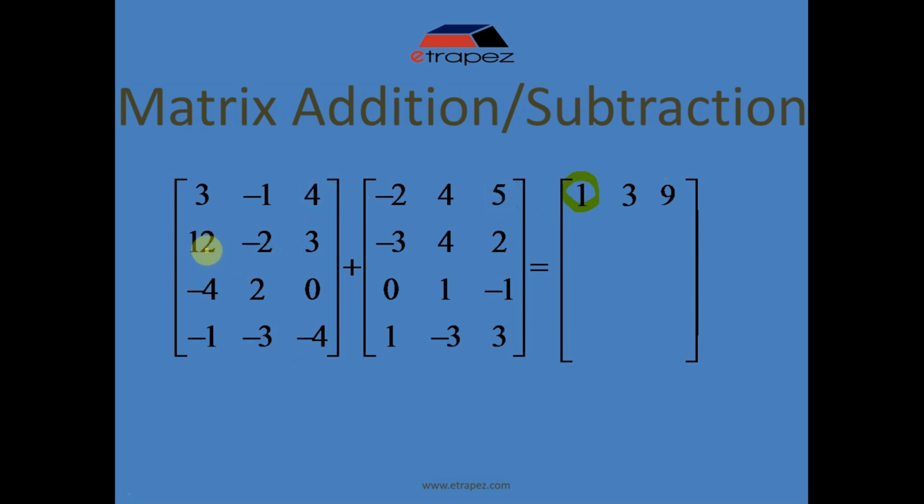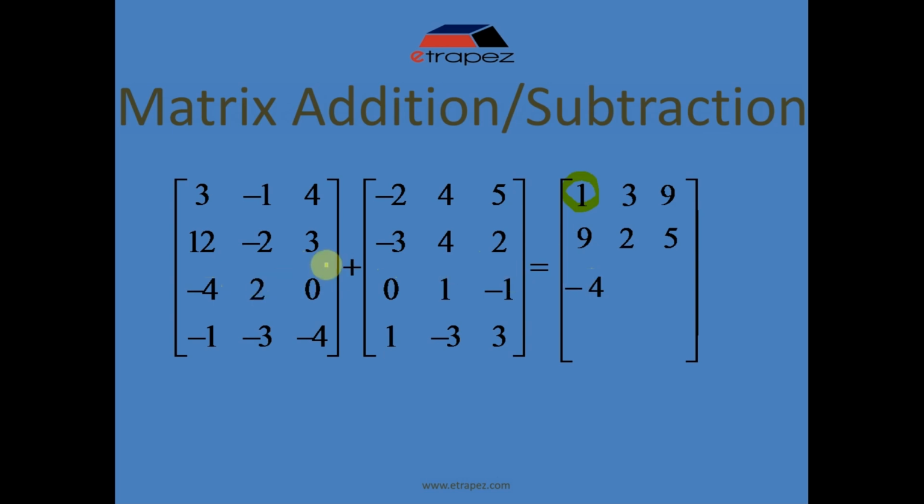Alright, so next, we're going to add all of the corresponding elements together. Okay? We have 12 plus negative 3. A plus and a minus gives us a minus, so that makes it 9. And then, minus 2 plus 4 is 2. Next, 3 plus 2 is 5. And finally, minus 4 plus 0, the result here will be minus 4.